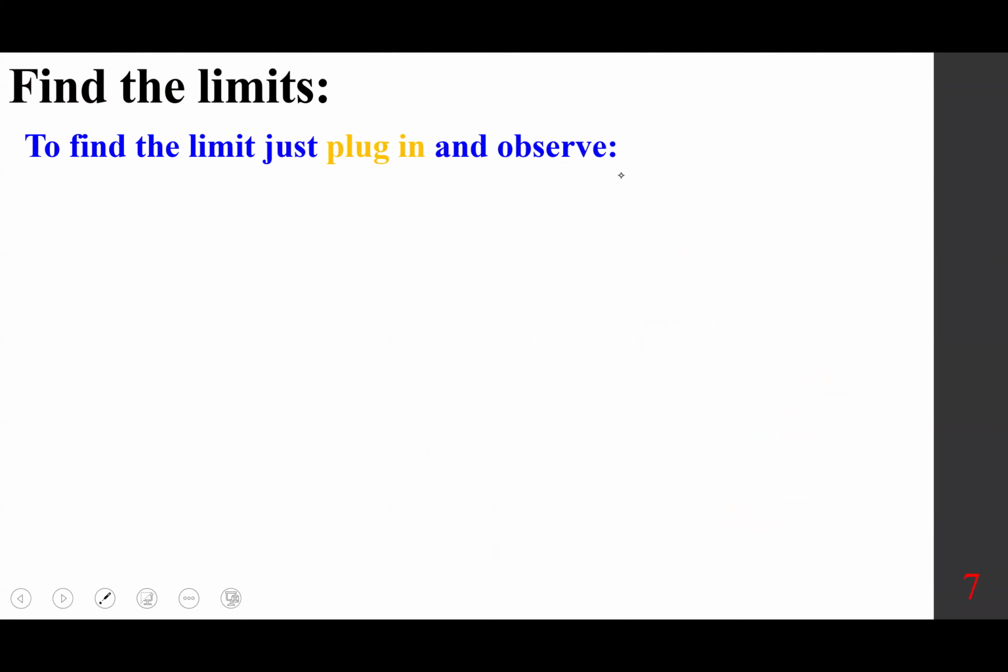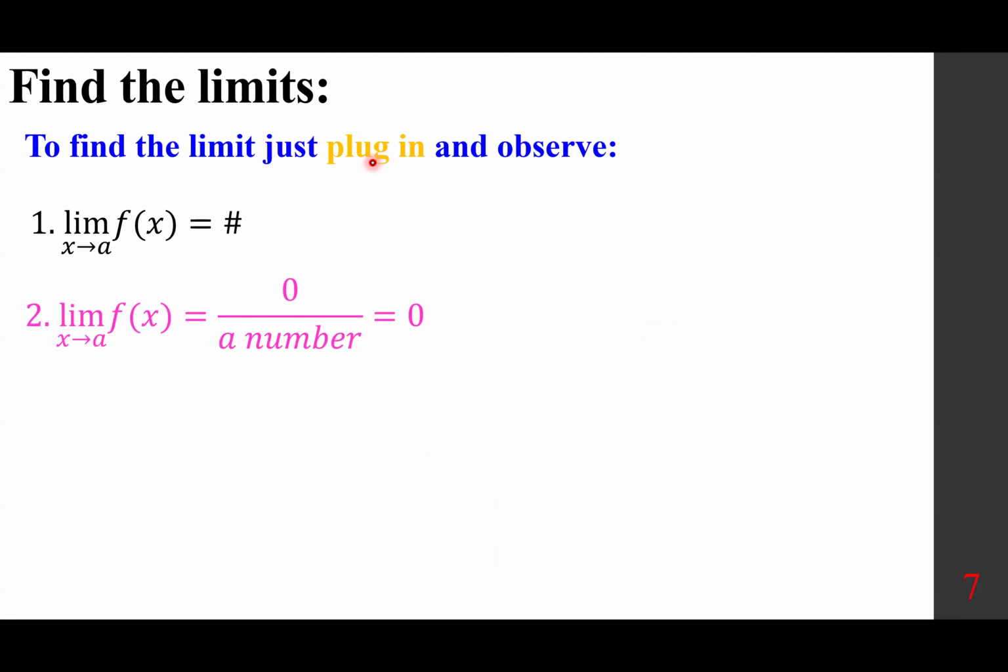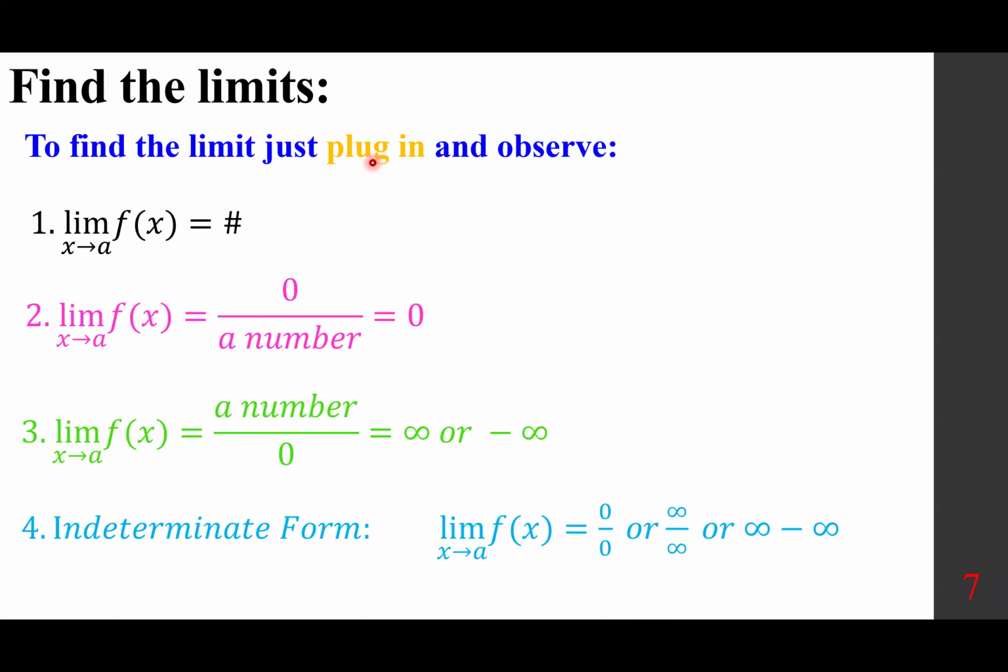How to find limits? Just plug in and observe. If it gives you a number, you're done. If it gives you 0 over a number other than 0, that's 0 and you're done. If it gives you a number over 0, you have to figure out whether it's infinity or negative infinity. However, most of the time we end up with indeterminate forms: 0 over 0, infinity over infinity, infinity minus infinity, and there are others.